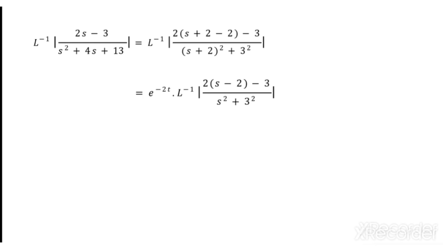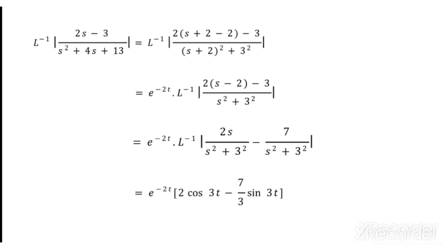So we have numerator s plus 2, make it as s minus 2 minus 3 by s plus 2 the whole square plus 3 square, now converts to s square plus 3 square. So I can split 2s minus 4 minus 3 gives 2s minus 7. So in the numerator we have 2s minus 7 by s square plus 3 square. If I split term by term, L inverse of 2s by s square plus 3 square minus 7 by s square plus 3 square. So which leads to cos and sine function. So we have taken that. So 2 times cos 3t minus 7 by 3 times sine 3t. Correct? Yes.